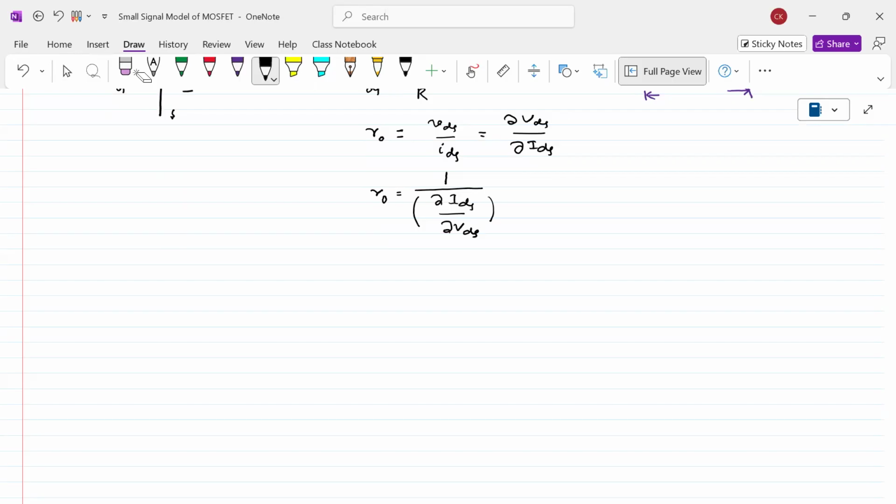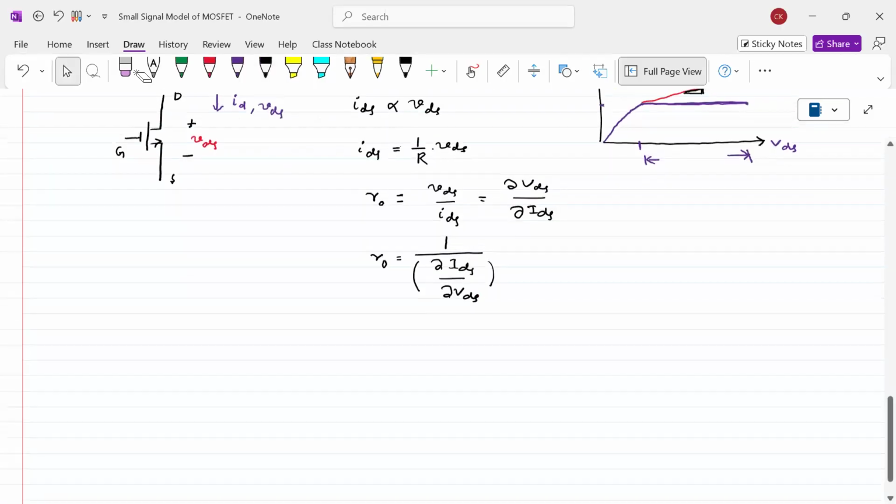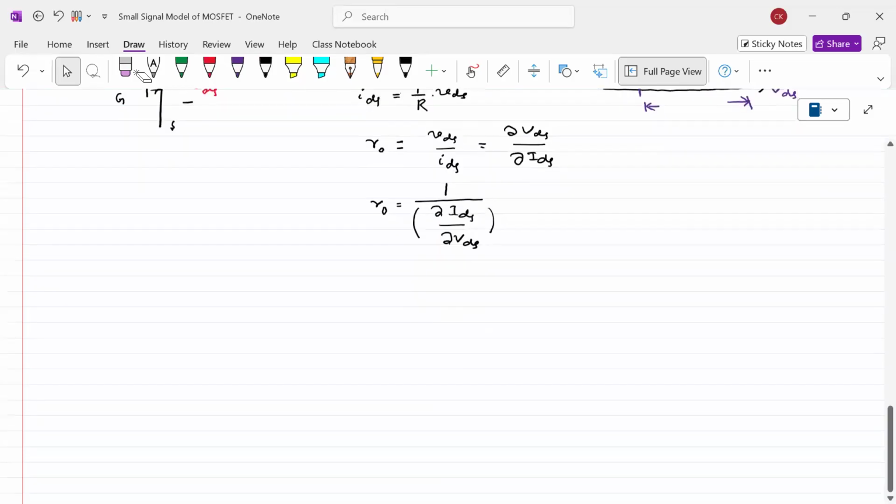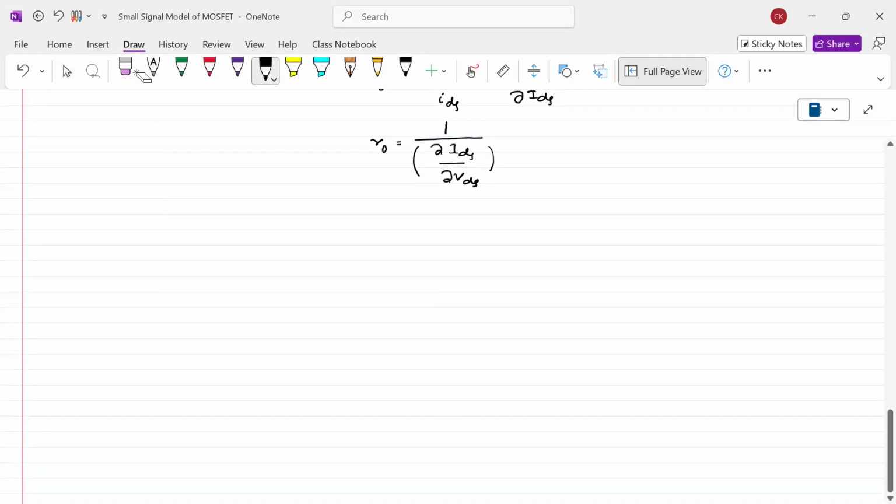Now how do we calculate this? How do we get this particular parameter R naught? Whenever we have a MOSFET, it can be replaced as some resistance R naught under a small change in the VDS. Under a small change to the VDS, we can replace the MOSFET with a resistance value, the output resistance. Now let us look at what R naught is.